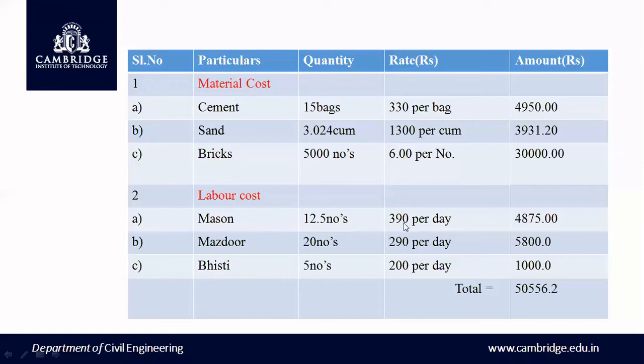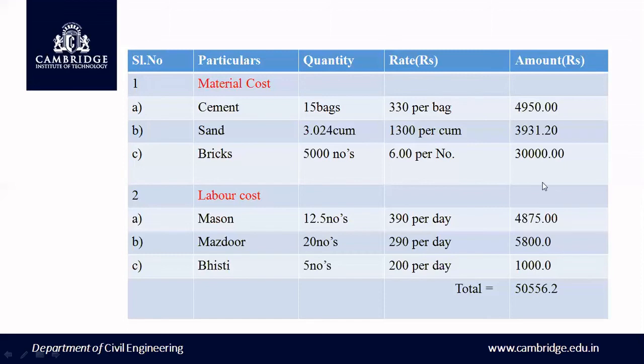Again, these rates are not constant. They may change from place to place or location. 12.5 multiplied by 390 will get 4,875 rupees. 20 into 290 will get 5,800. Similarly, 5 into 200 rupees, you get 1,000.